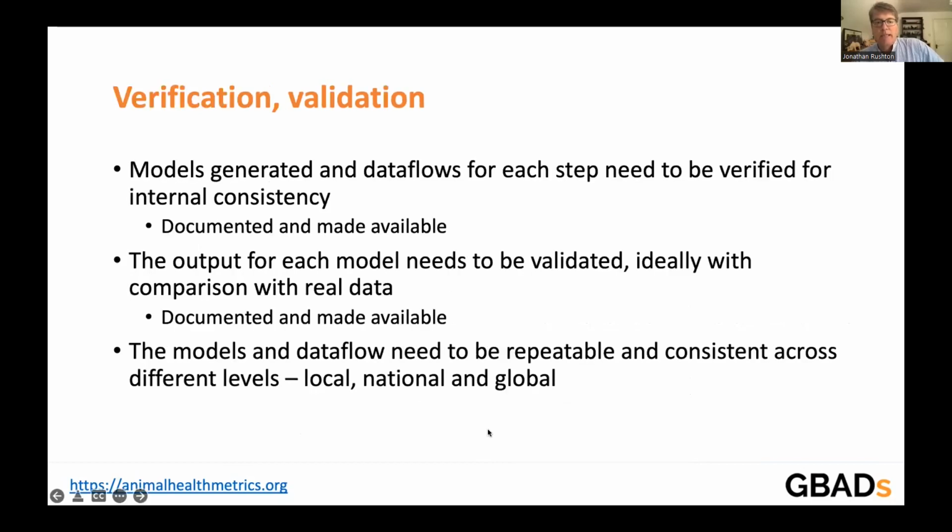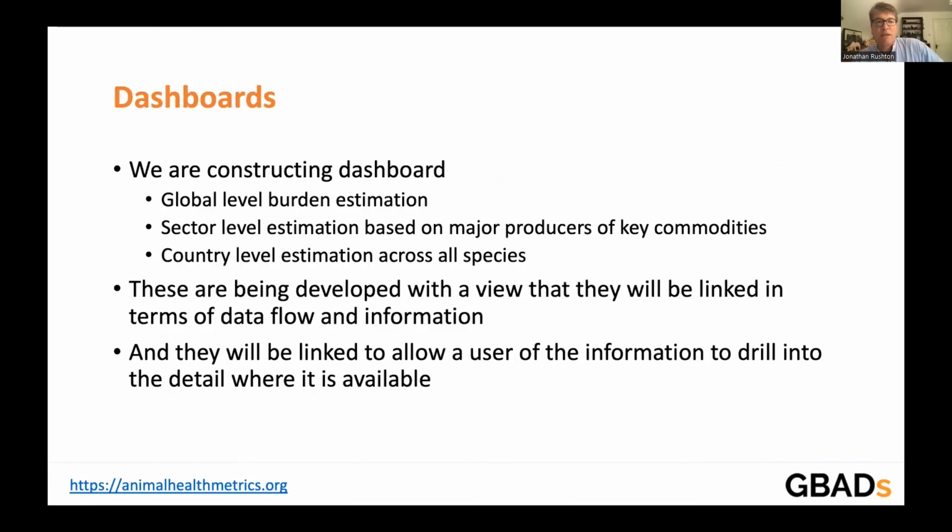We're working on a basis with the program to make sure we verify all the models we're dealing with, and also the data flows, and trying to document those things. We're supported by a group at Guelph University who are running our informatics. We're trying to validate our models against real data. And we're trying to make sure, obviously, for this particular program, that everything we do is repeatable and consistent across levels of local, national, and global burden of disease issues.